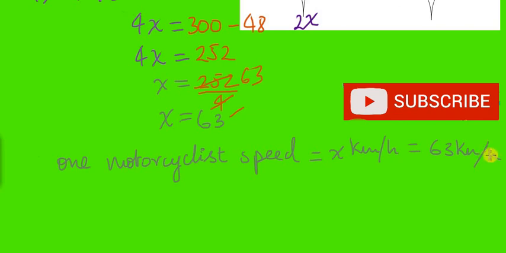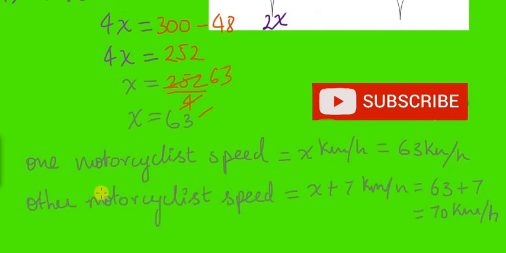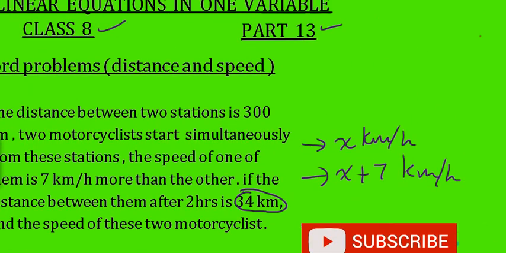So plus 7 kilometers per hour, that is 63 plus 7, that is 70 kilometers per hour. So the other motorcyclist's speed would be x plus 7 kilometers per hour, which is 63 kilometers per hour plus 7 kilometers per hour, that is 70 kilometers per hour. So these are the respective speeds of those two motorcyclists.